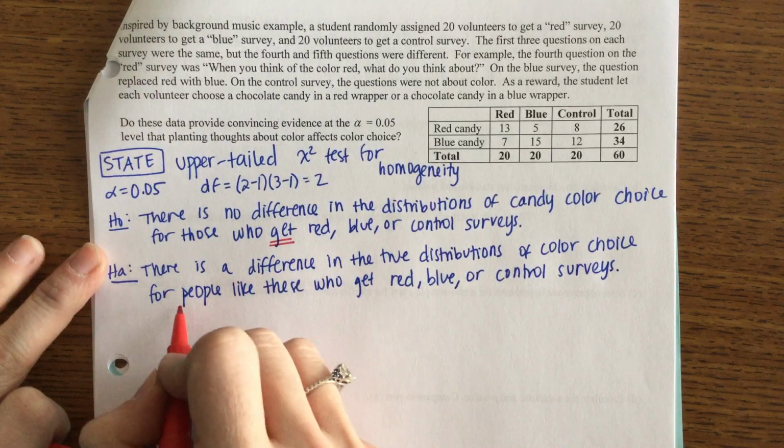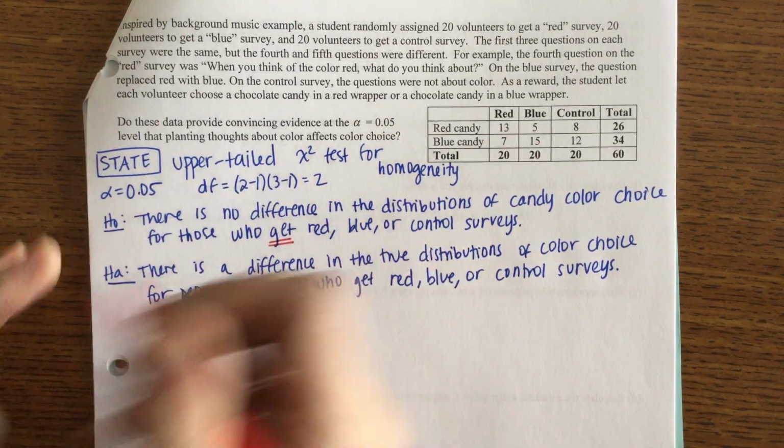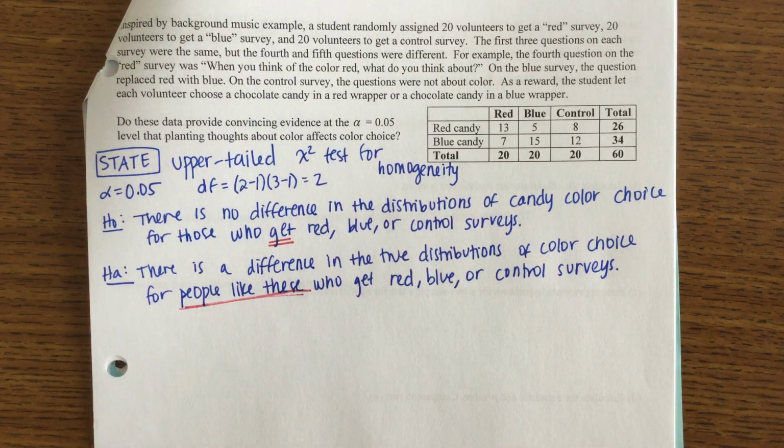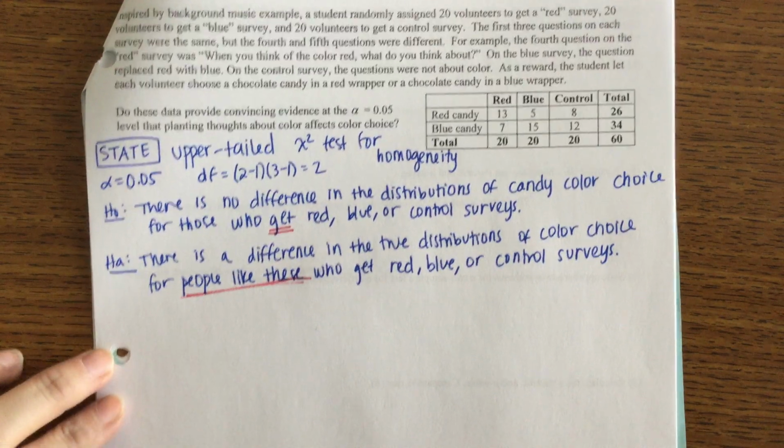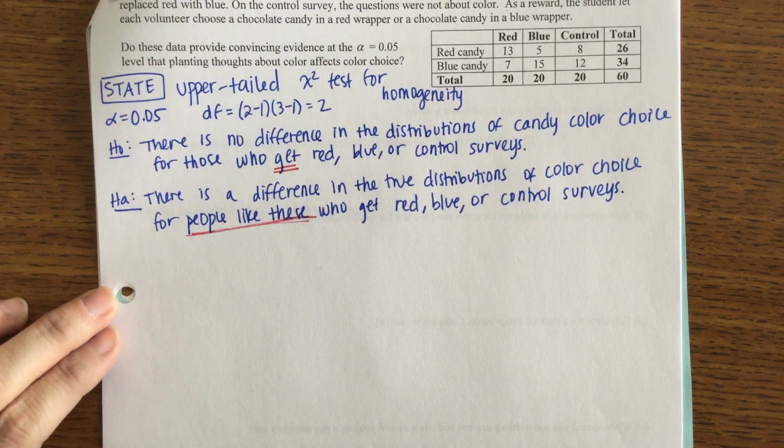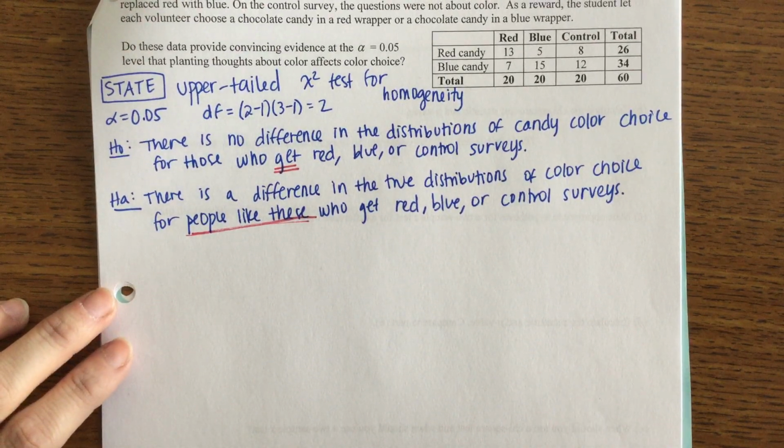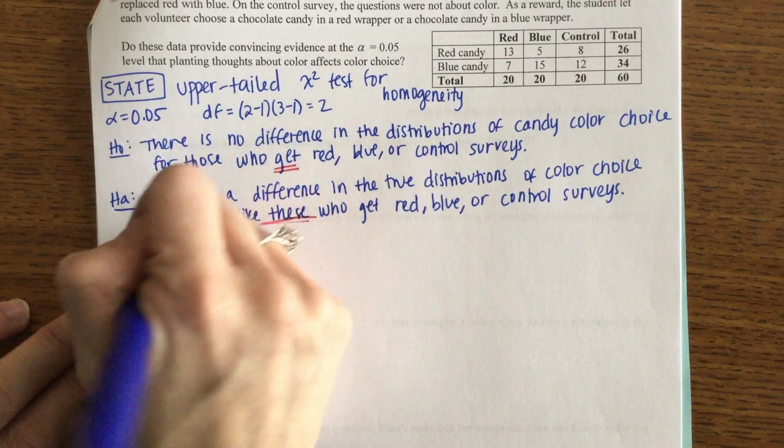Why do I have to say "for people like these"? Because we have volunteers. This is not a random sample, so we don't get to generalize to everyone. We only get to make a conclusion about our volunteers or people like them. So the plan step is shorter, isn't it? Kind of, maybe. Okay, cool.